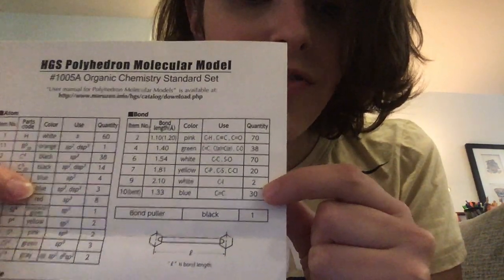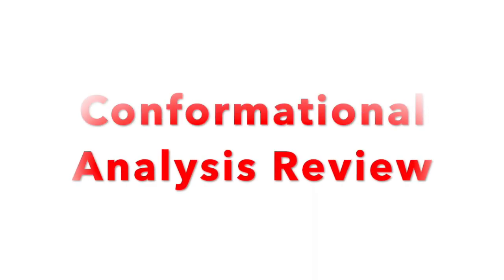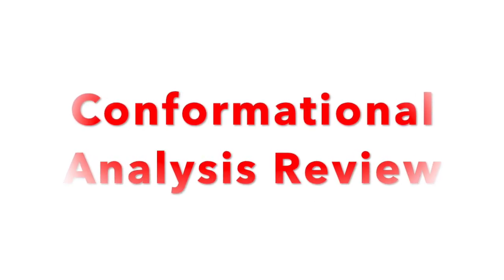I'm going to use the pink bonds for all 4 in this case. So I'm going to take my central atom here, and I am going to put the bonds into the holes. I'm going to put my hydrogen atoms on the other end. Okay, so there's my methane.